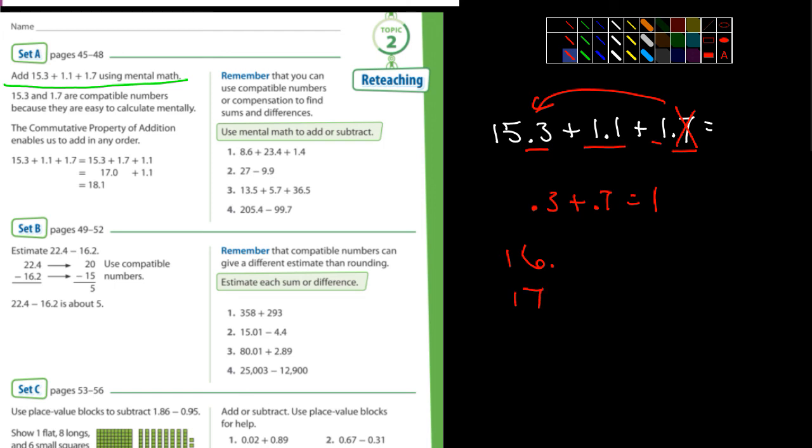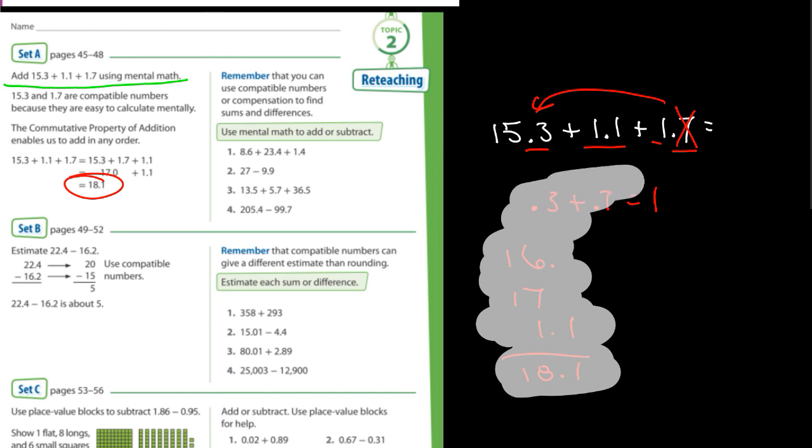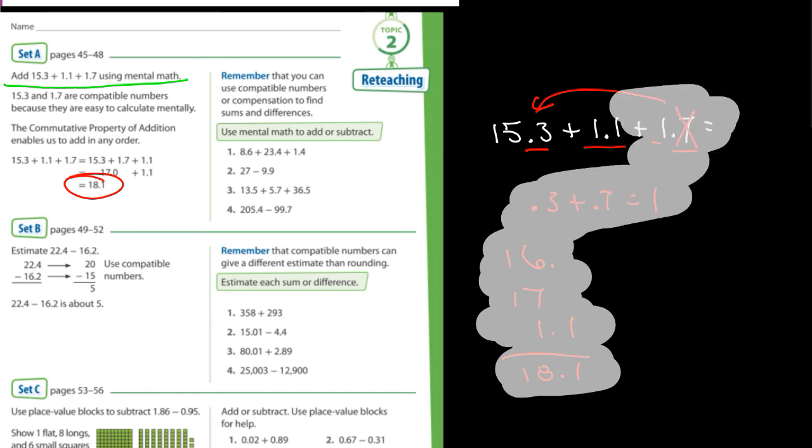And then I'm going to add in 1.1, and that's going to be 18.1, which is what they gave us here. So again, I can't tell if you're going to actually use mental math or not. It'd be good if you tried to do it that way. But if not, I mean, it's up to you. It's probably good practice that you try it.